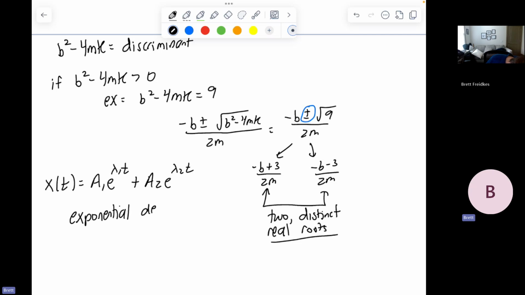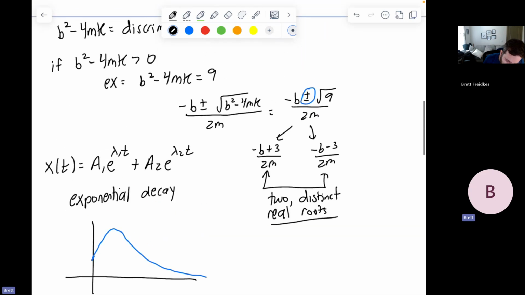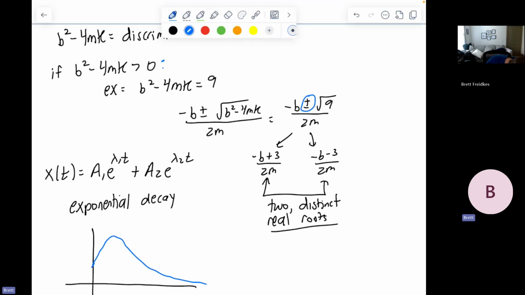Exponential decay. And we will have graphs that maybe look like, maybe I give it some initial condition with some positive velocity, and it might go up, and then just going to exponentially decay. If this is the case, where the discriminant is greater than 0, we say that this is an overdamped system. It's overdamped.